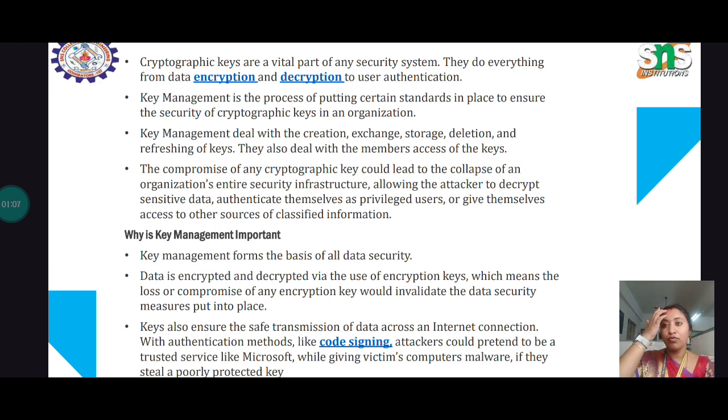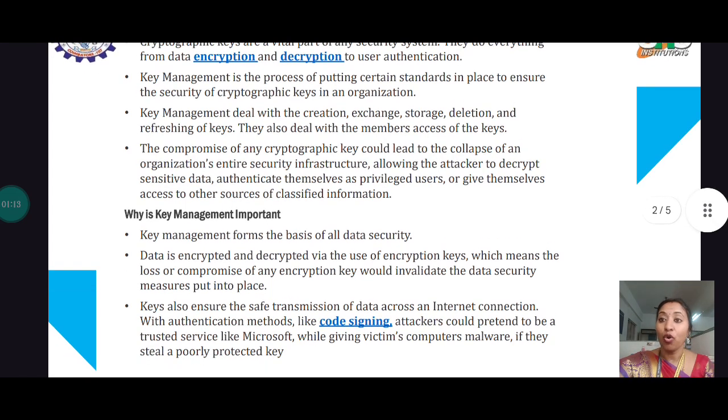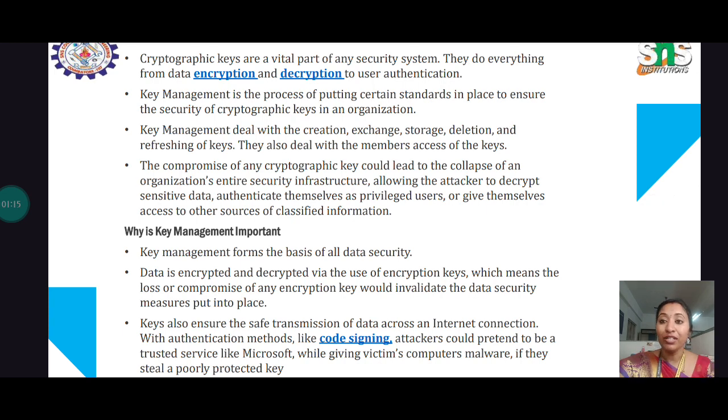The attackers may decrypt the ciphertext, so in order to protect the data from them, security is needed for that. In that, it comes under key management.